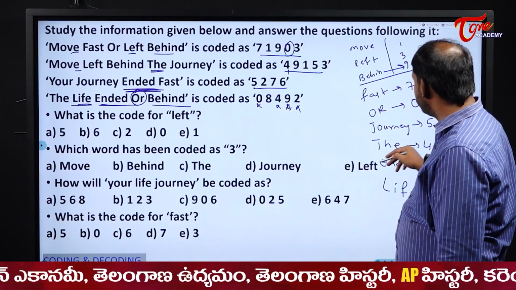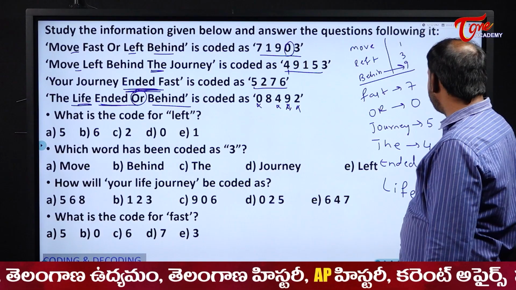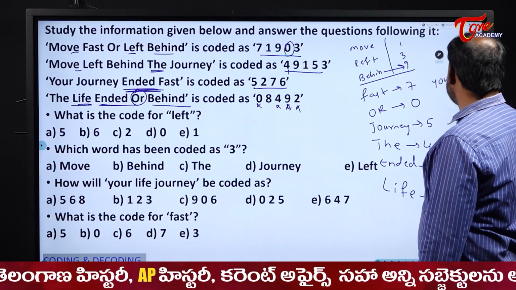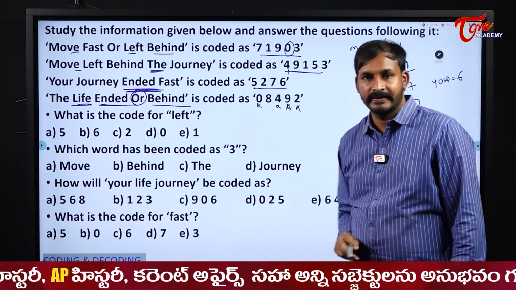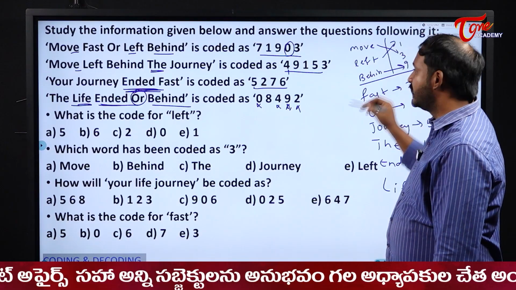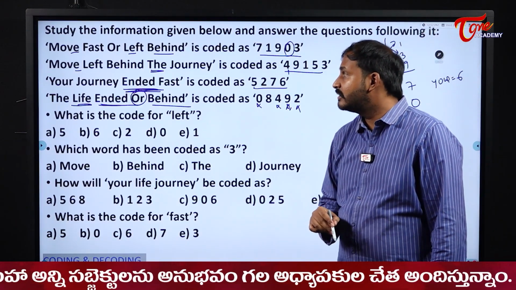Your. What is the code for your? So the only word left for us is your. And the only digit which we have not written is 6. So that is the code for your. Okay, like this. We don't know exactly what is the code for move and left.